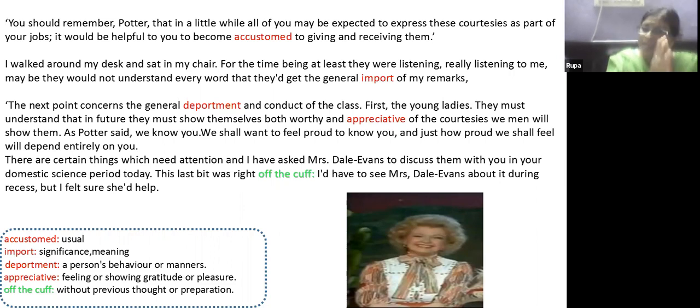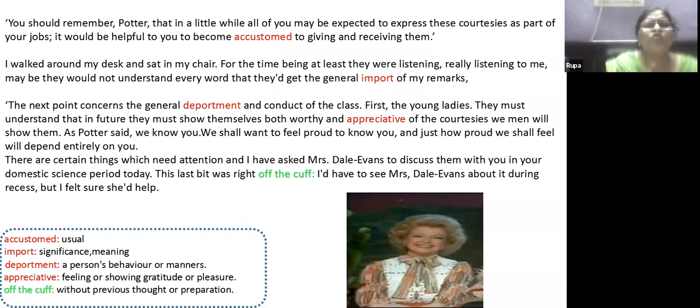This applies even to all of us, children, and especially you all, because you all are no more children, you are adults. Okay, the same applies even to you, children. Now next, what happens? Let's see. "I walked around my desk and sat in my chair. For the time being, at least, they were listening, really listening to me."